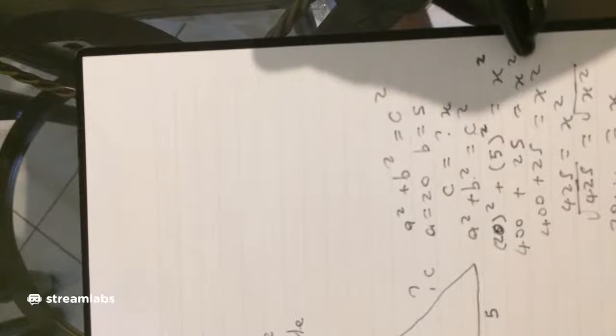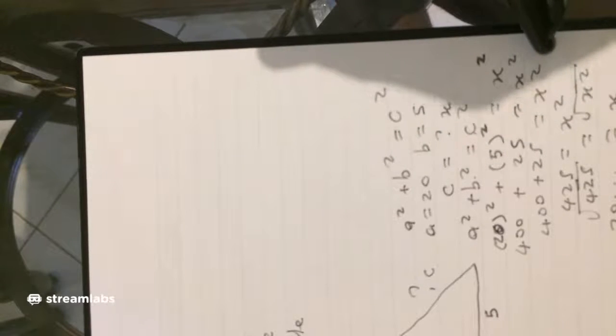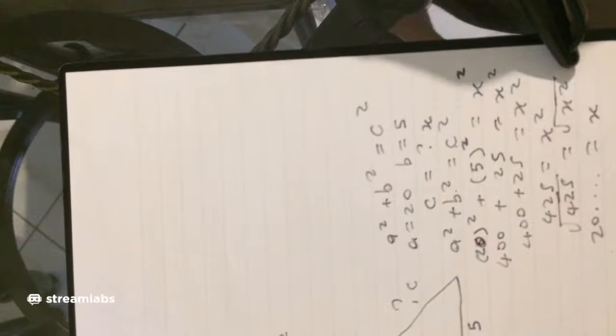Now, 20 squared is 400, and we're going to add 5 squared to that. 5 squared is 25. So we have 400 plus 25 is equal to, remember c is equal to x, so is equal to x squared, because the formula is a squared plus b squared is equal to c squared. So we have 425 is equal to x squared.